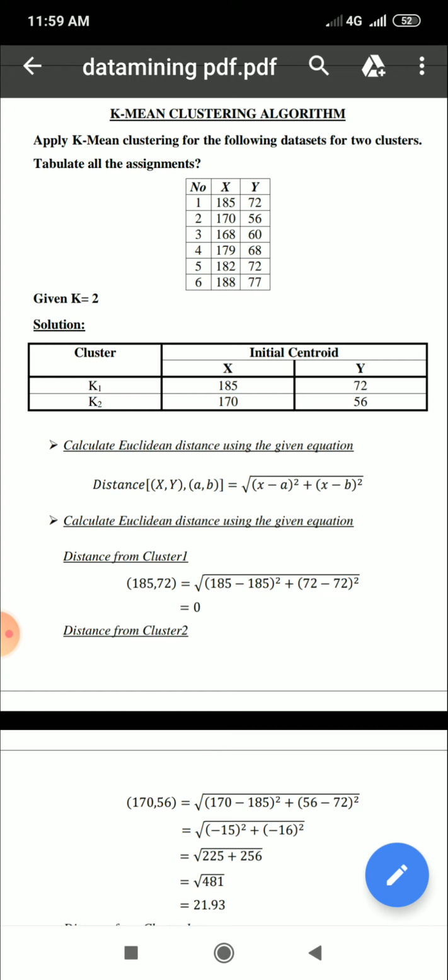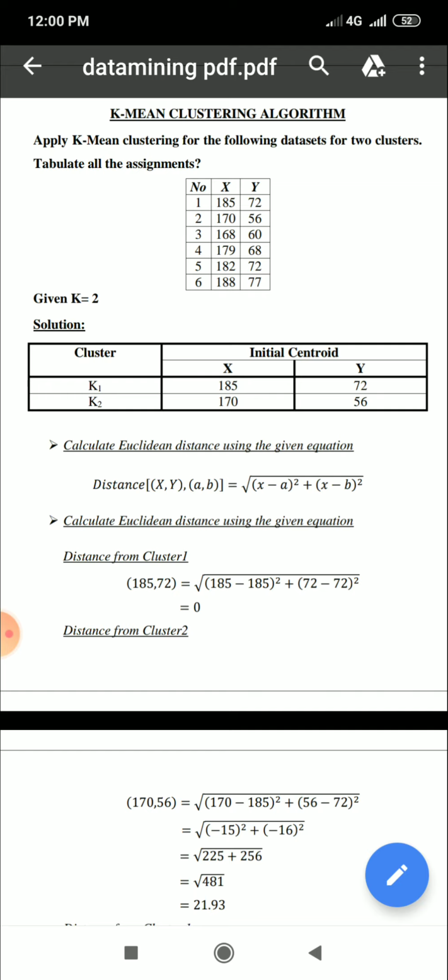Here first we have to take the clusters k1, k2, then the initial centroids x, y, that is 185, 72 and 170, 56. The next step is to calculate Euclidean distance using the given equation. So what is the formula for Euclidean distance? The distance between xy and ab can be found by the formula: root of (x minus a) the whole square plus (y minus b) the whole square. Then calculate Euclidean distance using the given equation.